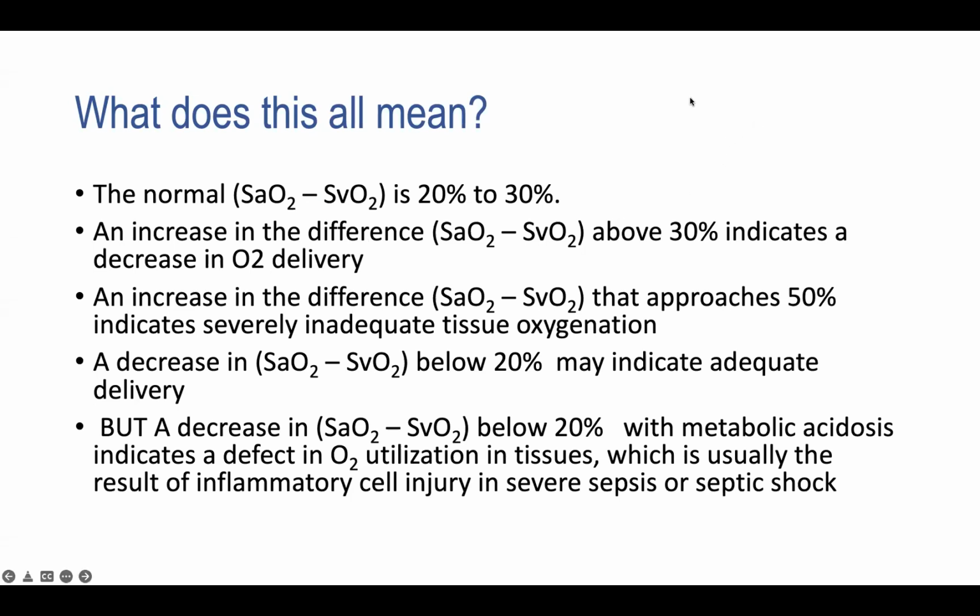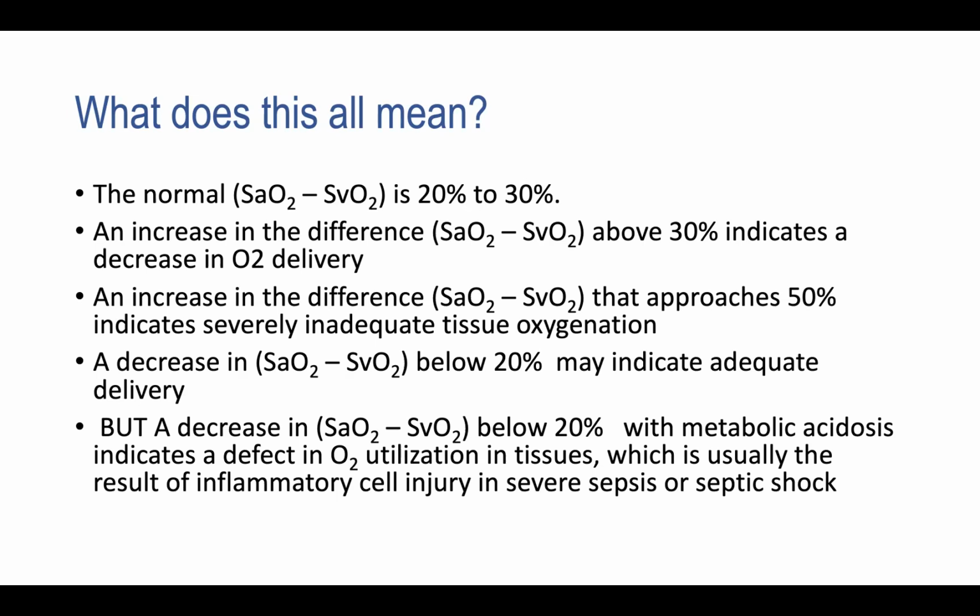So again, what does this all mean? SA minus SV is normally 20 to 30%. An increase in that difference, greater than 30%, means that you are not delivering enough oxygen to maintain tissue function. It doesn't matter if the cells are hypermetabolic, your patient cannot compensate with an increase in cardiac output. He needs volume, he needs inotrope, and he might need red cells. Volume, inotrope, red cells. Yes, give vasopressors if he's hypotensive, but that doesn't actually make him better. That makes you better. It doesn't make him better.